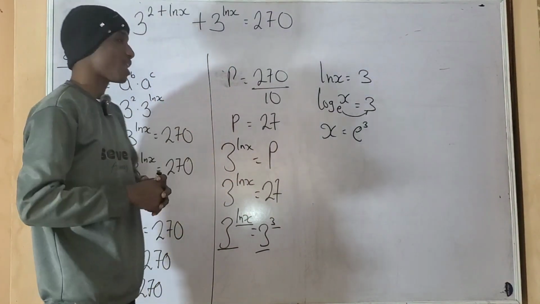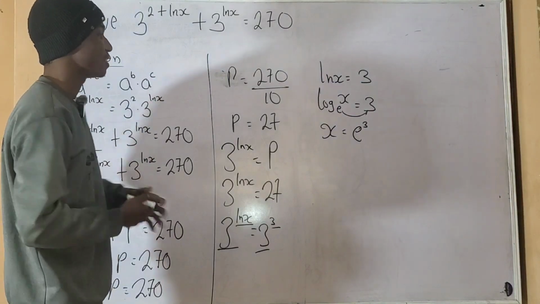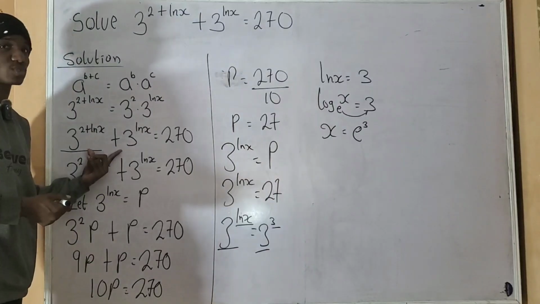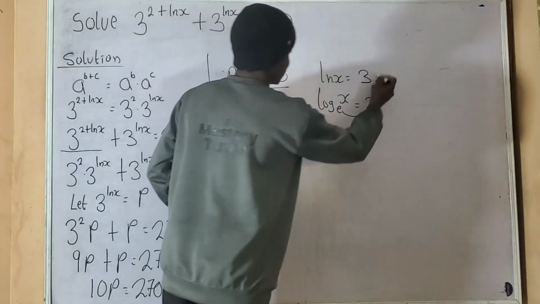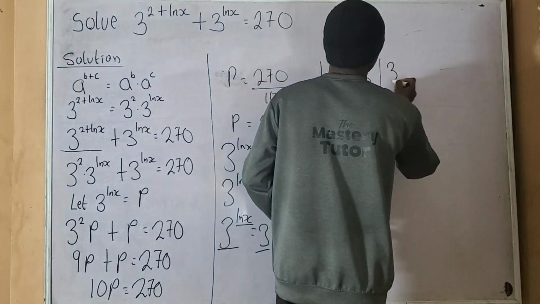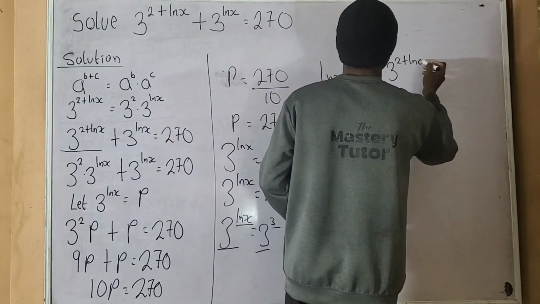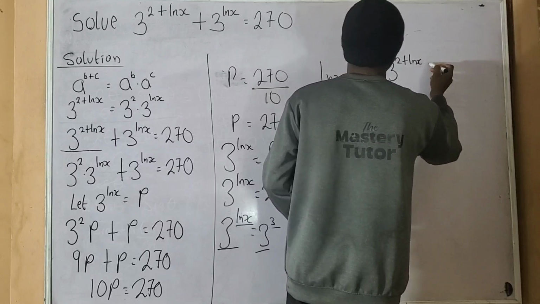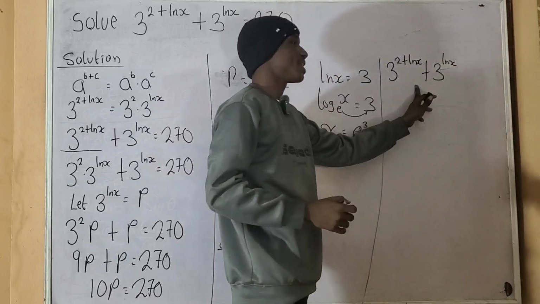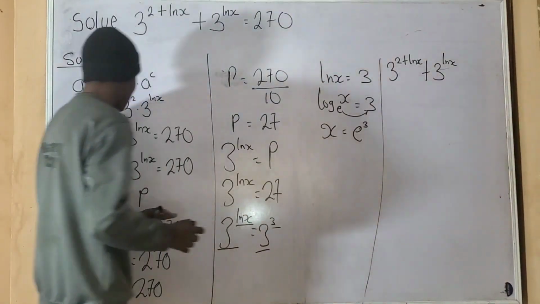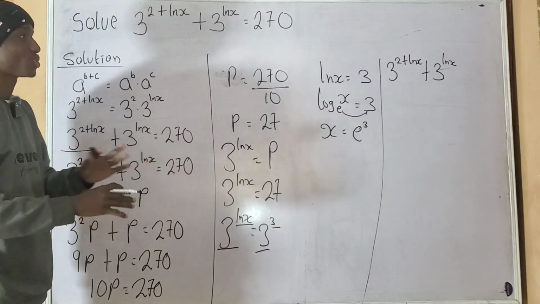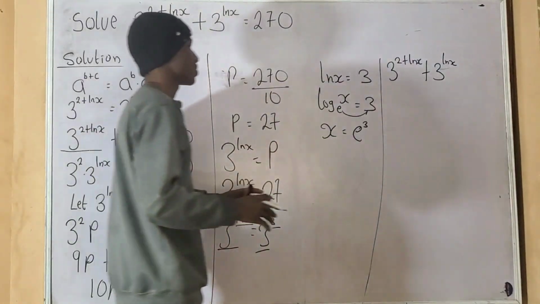You can check whether your answer is correct by substituting the value of x as e raised to the power of 3 into the equation that we solved. Let's do it. Please pay attention. Here I have 3 raised to the power of 2 plus ln x plus 3 raised to the power of ln x. By the time I substitute the value of x as e raised to the power of 3, we must have 270. If we do not have 270, that means our solution is wrong. Do you understand?